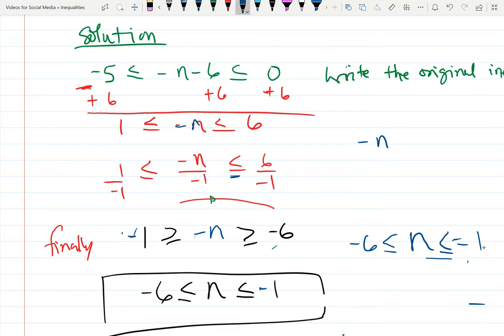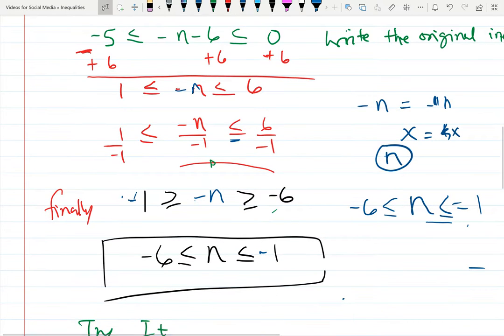And finally, this is negative n. Remember, negative n is negative 1n, but we don't write the 1, just like x is equal to 1x, but we don't write 1x. We are interested in solving for n, so we divide by negative 1. When we divide by negative 1, we also divide 6 by negative 1 and positive 1 by negative 1.